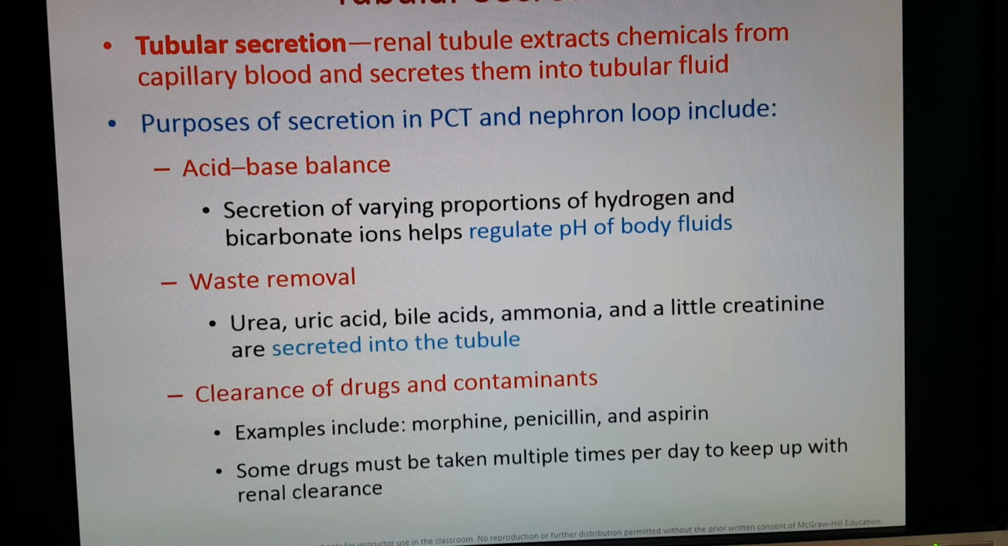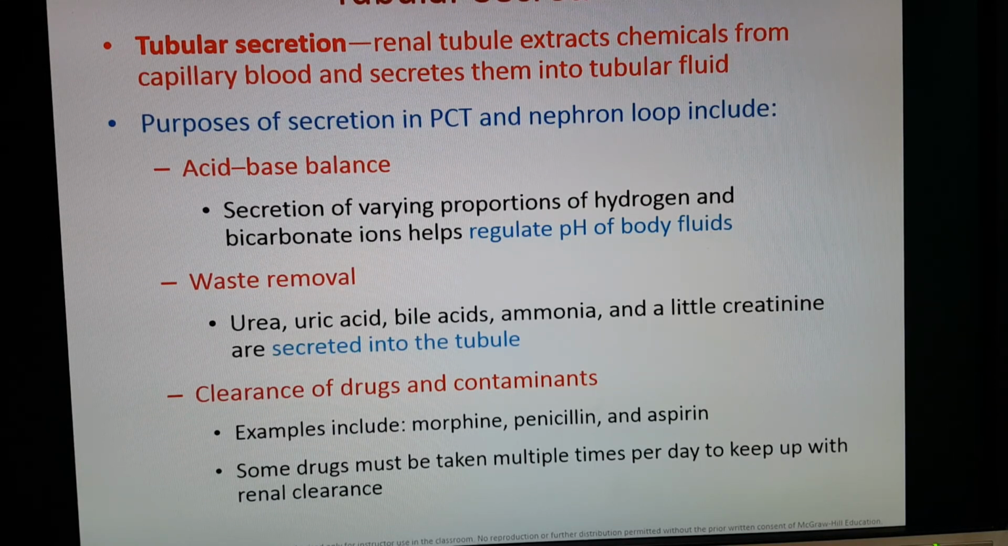So different hydrogen and bicarbonate ions help to regulate pH. It also helps with additional waste removal, so secreting from the capillaries anything that didn't get picked up the first time allows it to be secreted into the tubule and therefore sent out as waste, and it also helps with the clearance of different drugs and contaminants. So again, what didn't get filtered the first time helps to bring that from the capillaries into the tubular tubes and therefore excrete it out as waste.